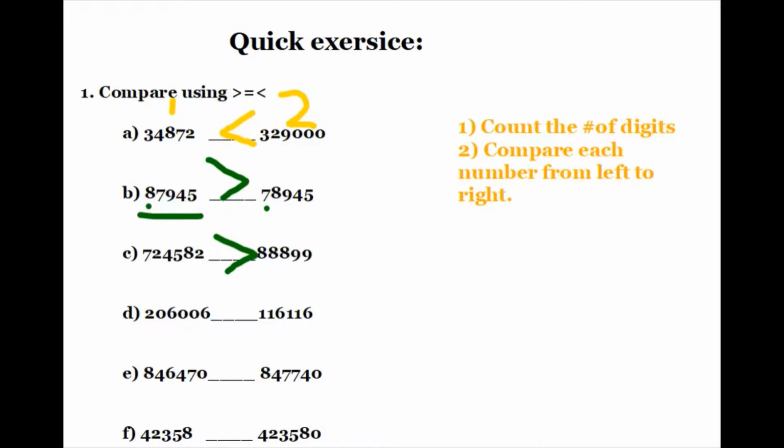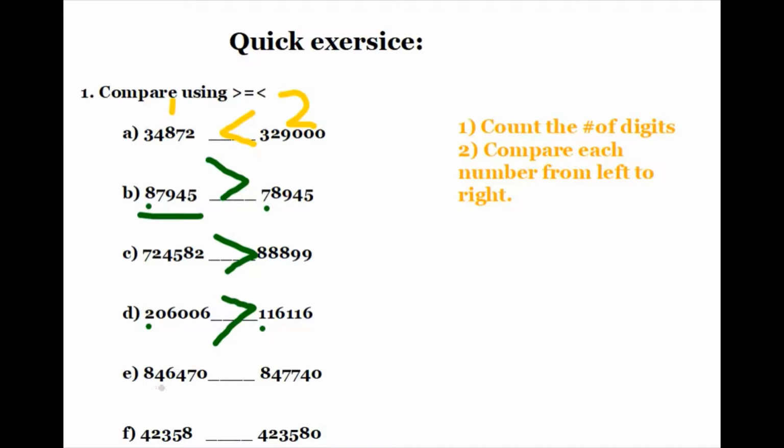So 1D, 1, 2, 3, 4, 5, 6 digits. The first number is 6 digits and the second number is 6 digits. So we cancel out number 1. It's just not going to work. Number 2, compare each number from left to right. So from left to right, 2, 1. Immediately we can see that 2 is greater than 1. So therefore this number is greater than that number.